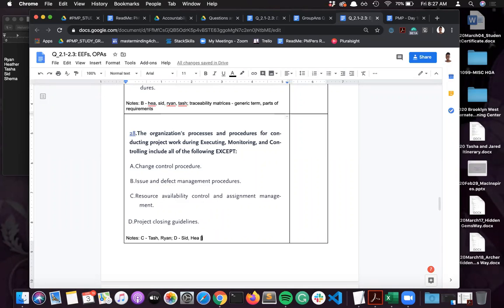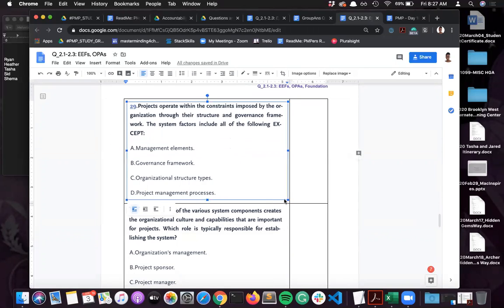Well, think about it. While you're executing, you could have a change in assignment of resources. So A, B, and C are all part of the monitoring and controlling process group, and then project closing is in its own kind of realm. Exactly. Yep. And then on that page 40 to 41, they actually write down traceability matrices too. Okay.